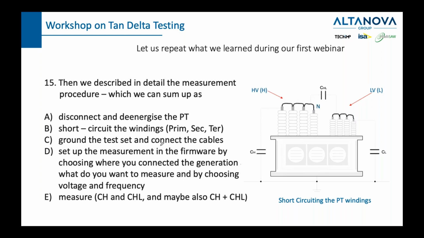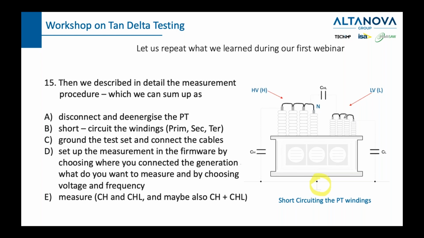Then we should ground the test set and connect the cables. Grounding is of the utmost importance, and the test set should be grounded at the same point where the transformer is grounded. If not, you might get some, let's say, crazy values. Then we set up the measurement in the firmware by choosing where you connected the generation, whether to high voltage or low voltage, and what we want to measure. So, which capacitance we want to measure.